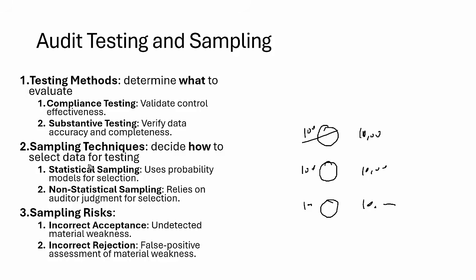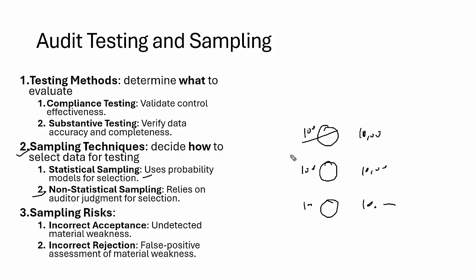So sampling is of two types. First, we discuss sampling because you need to have visibility. Sampling is of two types: statistical sampling and non-statistical sampling. Statistical sampling basically uses a probability model of selection. Let me explain. It is used when the auditor needs a random and representative sample to generalize the findings across the entire population.